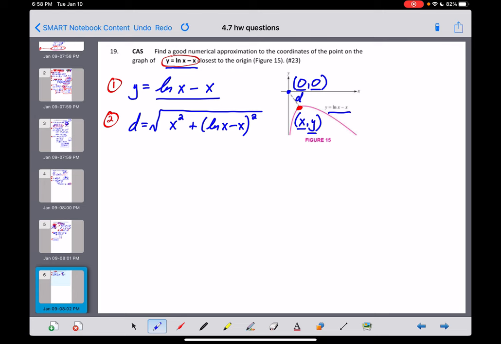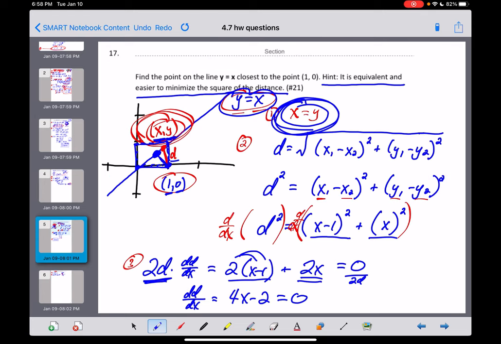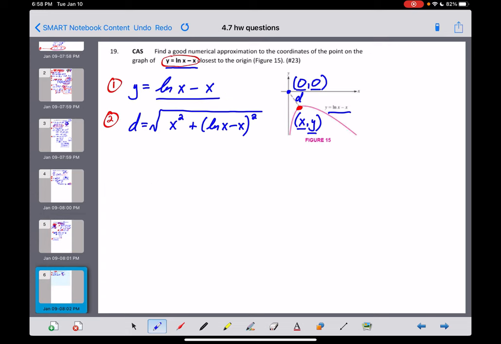And we got that little bit of advice back on problem number 17, if you guys saw that video. It is equivalent and easier to minimize the square of the distance rather than the distance itself. So we're going to square both the left and the right side of this equation and get d squared equals, and now the radical on the right just disappears. So it's x squared plus, and we're going to leave this in parentheses, (natural log of x minus x) quantity squared. Okay, so that's what we're trying to minimize.